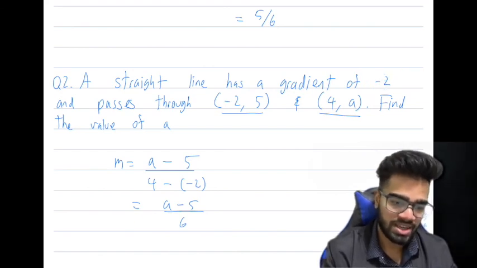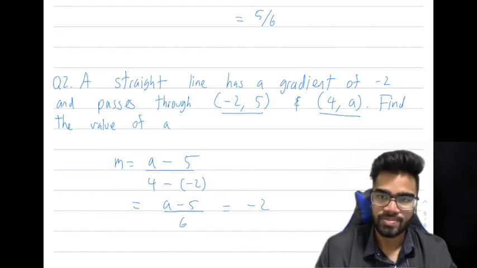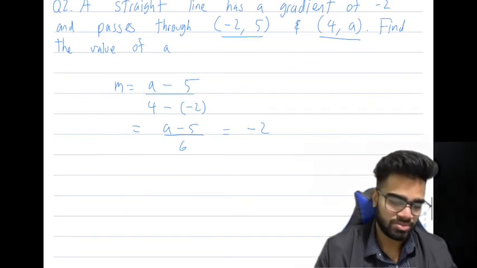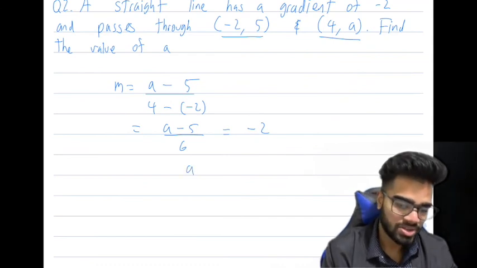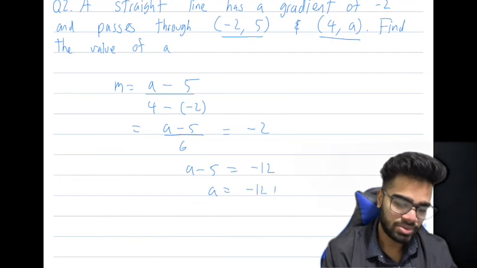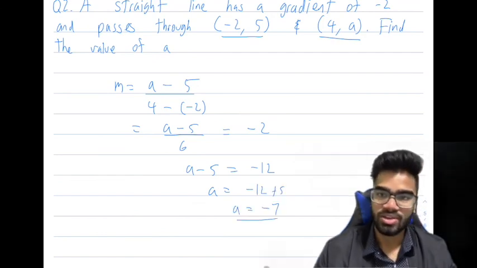Now what's the question saying? The question is saying that this gradient has to be equal to -2. So now we have an equation, then we just solve it. So you have a minus 5 is equal to -12. a is equal to -12 plus 5. a is equal to -7, and that's your final answer.